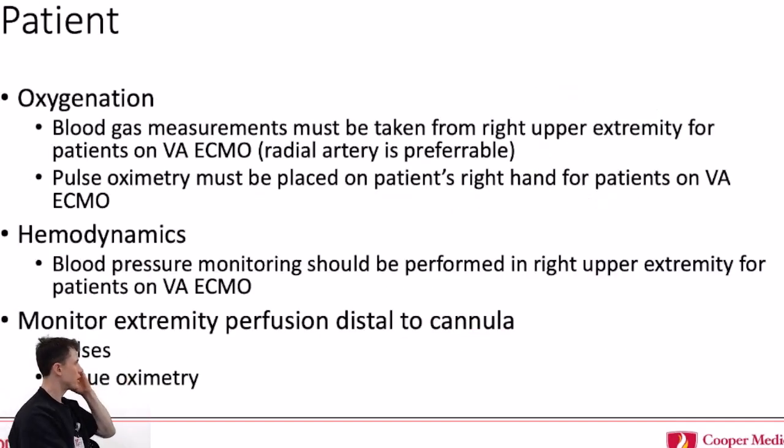So how do we monitor our patients? Oxygenation. Blood gas measurements are really important. Blood gas needs to be taken from the right upper extremity in patients on VA ECMO, particularly the ones on peripheral VA ECMO. So why is that? Think about where the cannula is coming. It's coming up the femoral artery, going backwards up the aorta, and the heart's trying to pump out blood and compete against that.